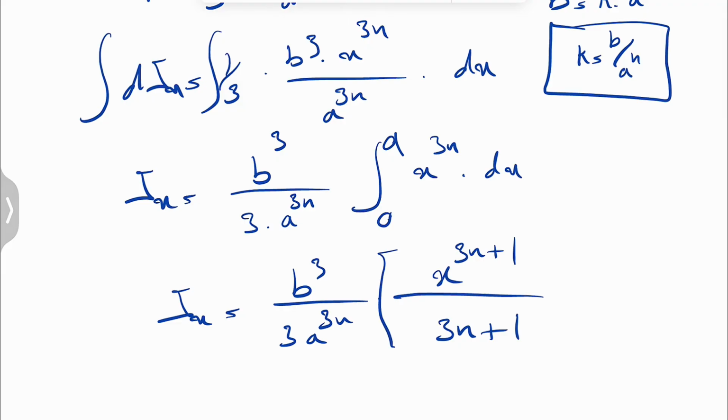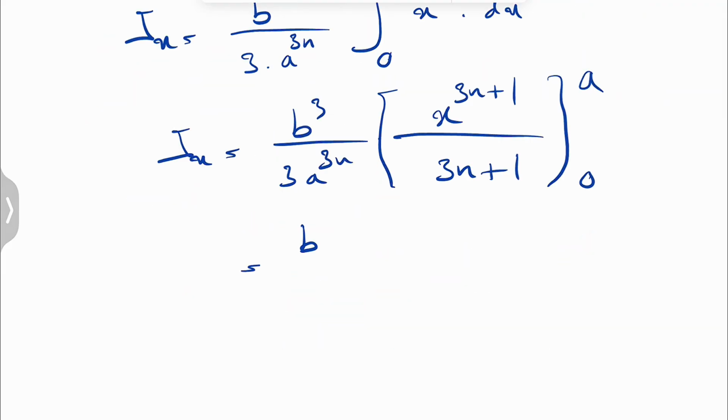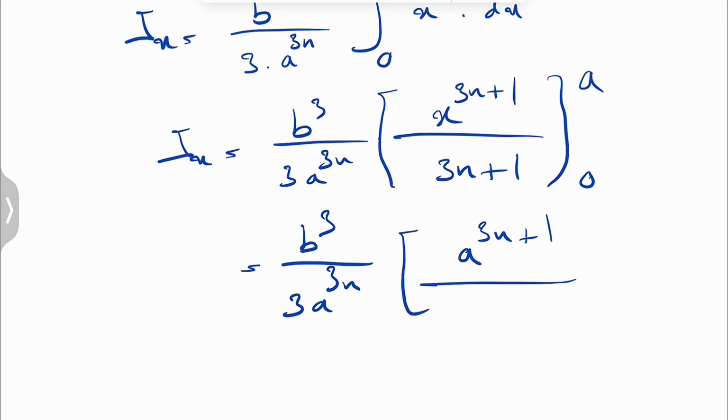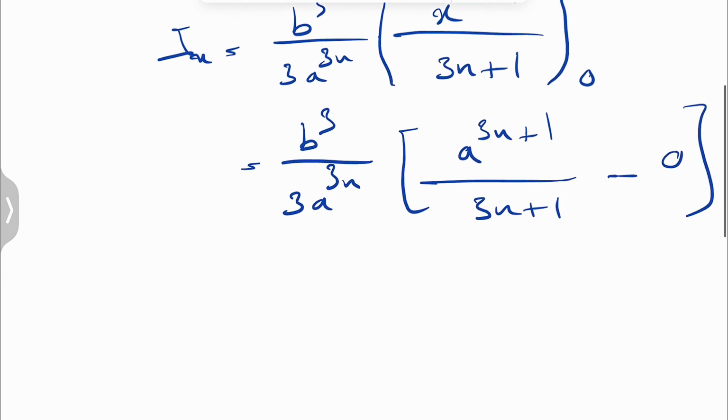And for the integral, we have x starting from 0 to a, so we have b cubed over 3a to the power of 3n, and here if we put a in, we're going to have a to the power of 3n plus 1 over 3n plus 1. And if we put in 0, we're going to get 0. And yeah, we just have to make this a little bit simpler.